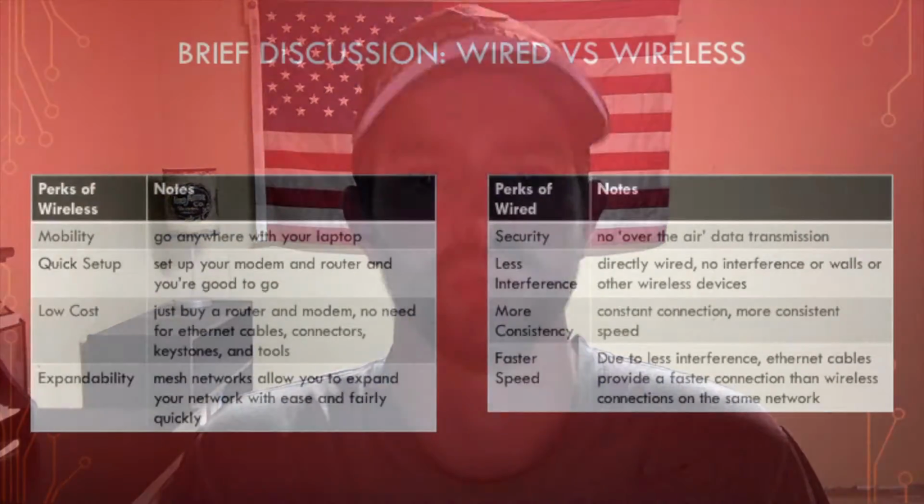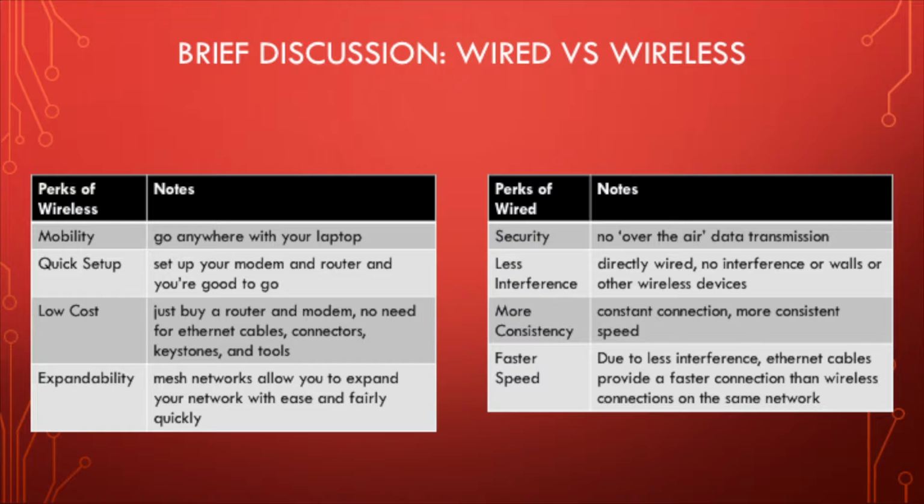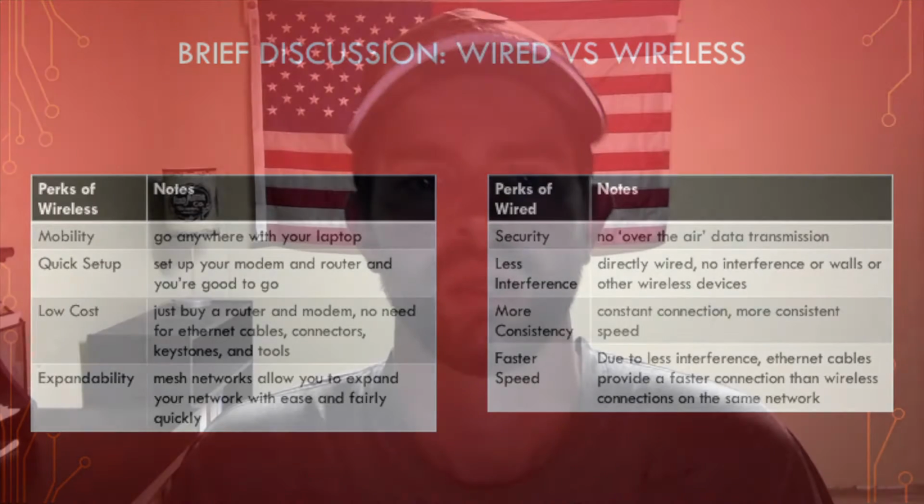What you need to know is that wireless has great mobility. It's quick and easy to set up, and it has a fairly low cost. Also, it's easier to expand. But wired networks also have some perks. Wired networks have more security, less interference, a more consistent and more reliable network connection, and they tend to have more speed. My suggestion is to wire where you can and use wireless when you need mobility.